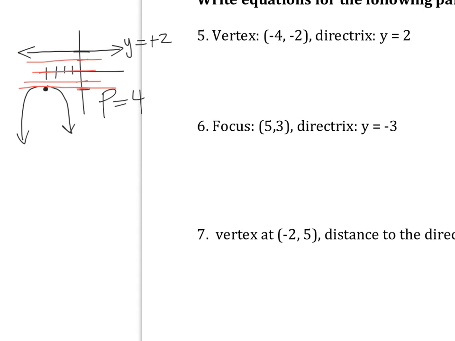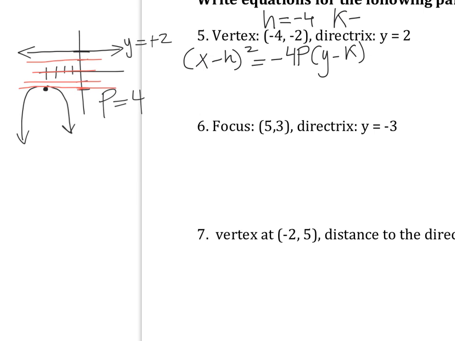So to write this equation, I need to use the main equation that we learned, not the simplified one, since the vertex is not at the origin like we learned before, and this is a -4p since it opens downward, okay? So let's go ahead and plug in the points now. The h is the x of the vertex, which is -4. The k is the y of the vertex, which is -2. So let's go ahead and plug things in now.